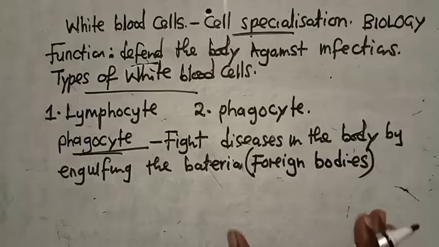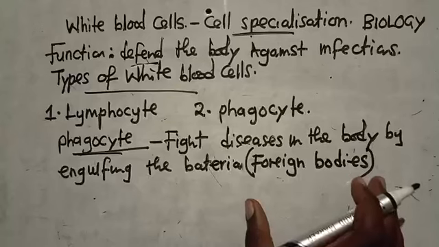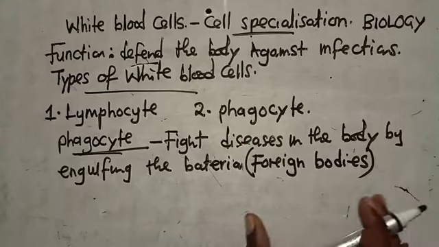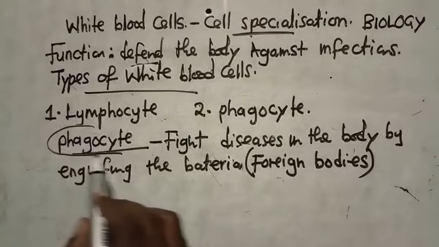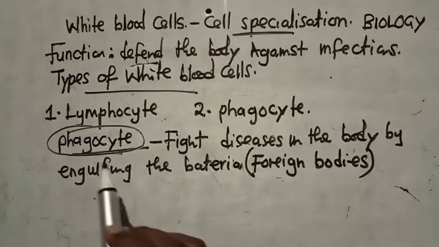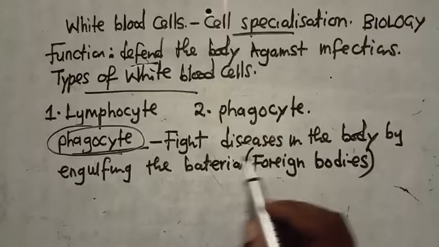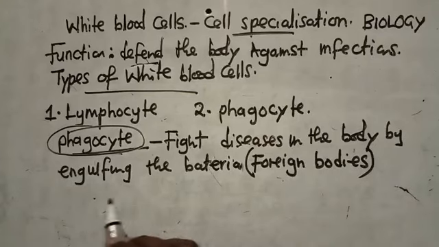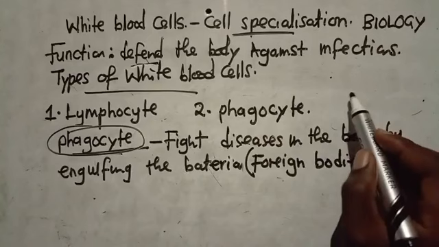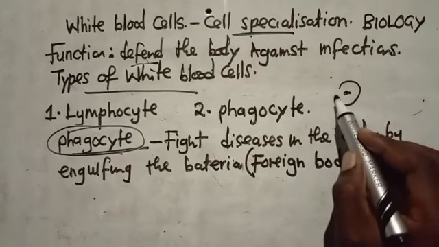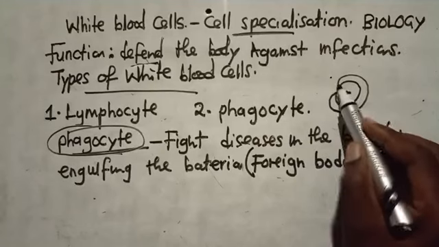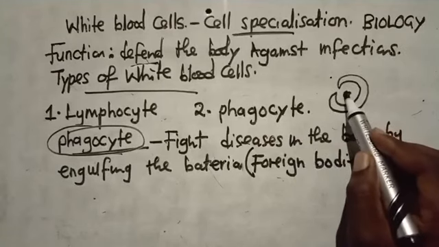To some people we are just revising through these things, and I just want to make sure that you are able to understand what I am teaching you. A phagocyte is a type of white blood cell that fights diseases in the body by engulfing the bacteria. They engulf, like they hug. If this is a bacteria, they are going to engulf it like this, and put the bacteria there in the middle.